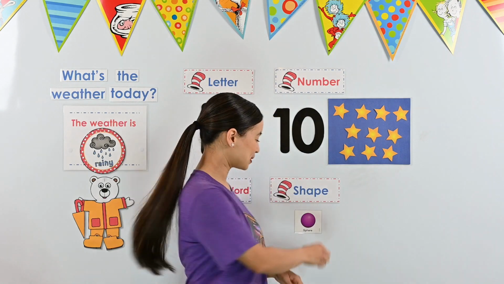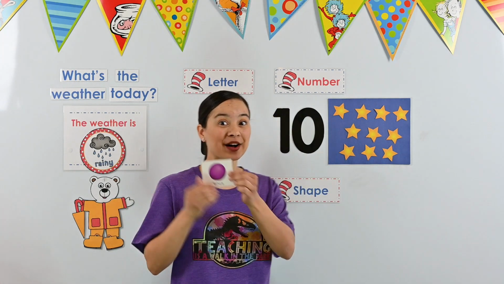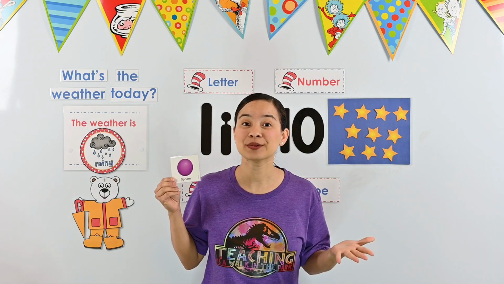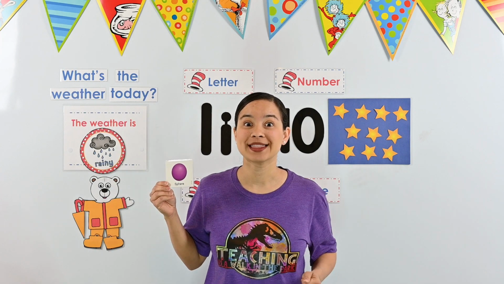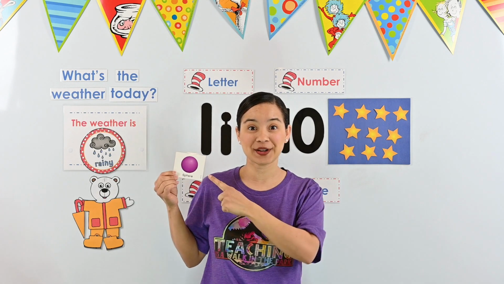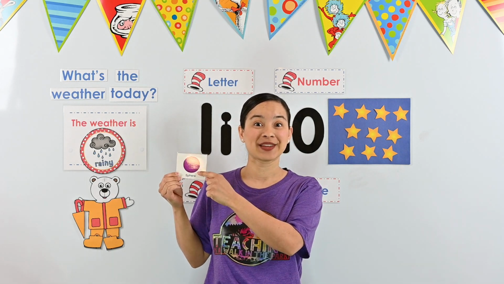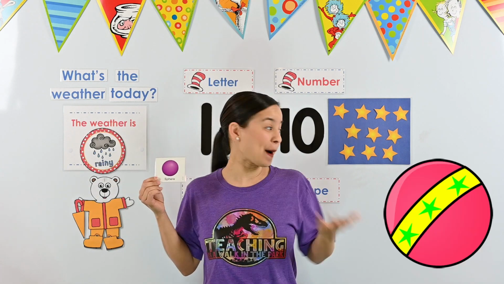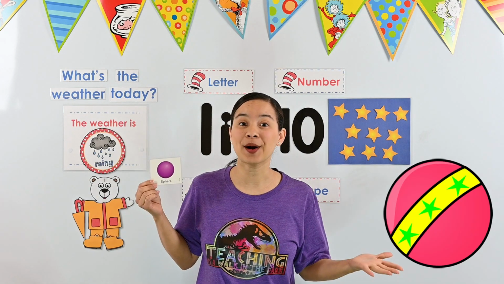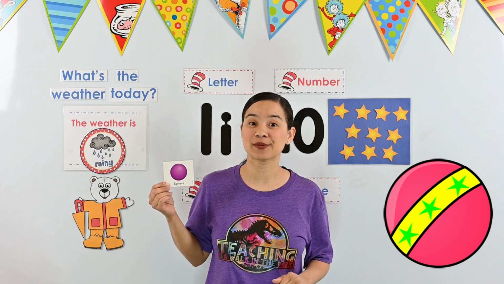Okay, now it's time to move on to our shape of the week. Remember, this week we're learning a 3D shape. That means it has length, width, and height. Do you remember the name of our shape? It's a sphere. A sphere is perfectly round. Yesterday, we looked at a ball. We know that a ball is a sphere. It's perfectly round.